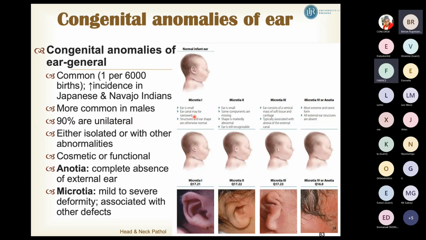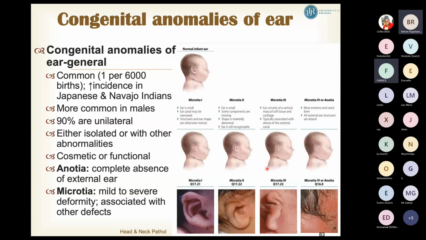N'izindi twabonyemo ibyinshi bigira ikibazo aho bagira ikibazo ku matwi and so on. So here on this diagram we have an example of microtia, so small ears. You can see for type 1, type 2, so there are a distribution here we will not read, but in type 4 is as if there is no ear at all.